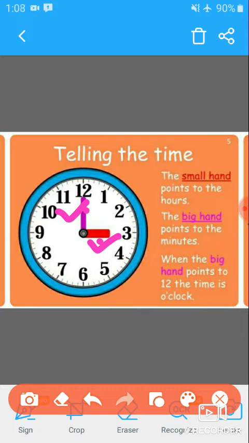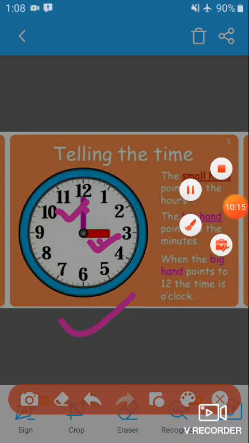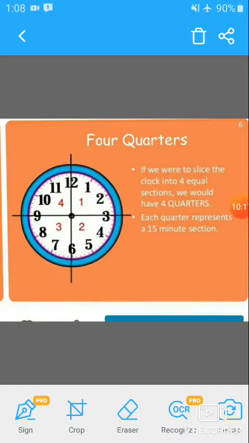When the big hand points to 12, the time is o'clock. So students, at this clock, the time is 3 o'clock.